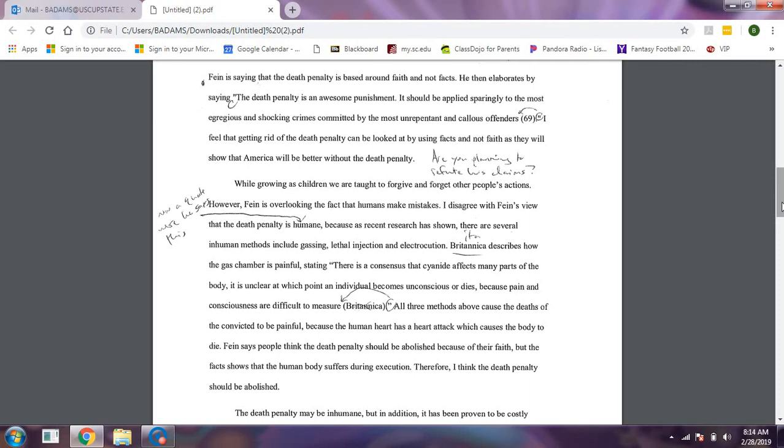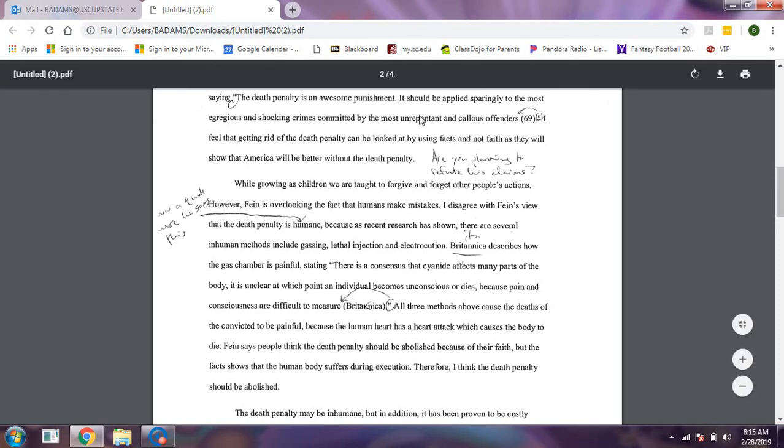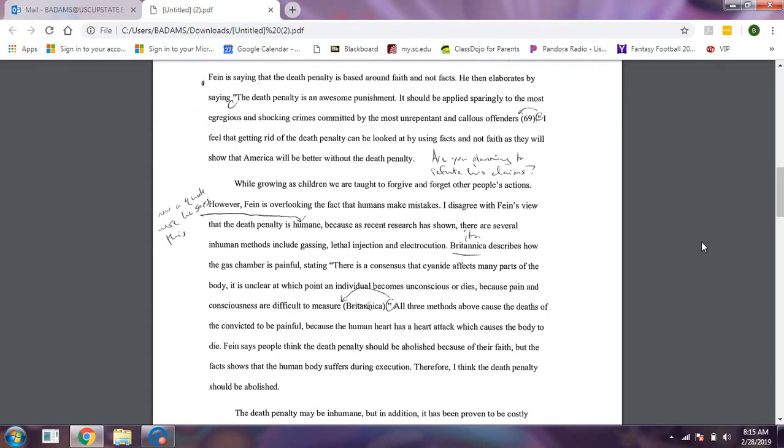"However, Fine is overlooking the fact that humans make mistakes. I disagree with Fine's view that the death penalty is humane." Now, where's he getting that? Where did Fine say that the death penalty is humane? So far, he hasn't said anything about that, so we would need some sort of a quote to show that Fine believes the death penalty is humane.